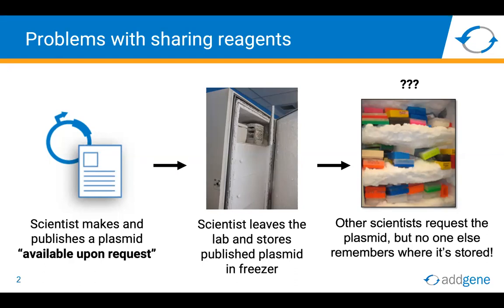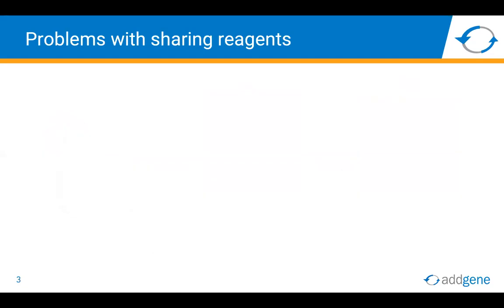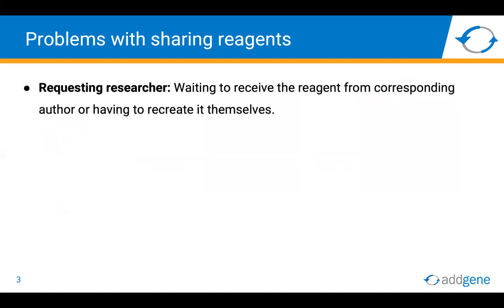Yikes. So this is just one such scenario involving a problem with the traditional way of sharing reagents that can ultimately waste researchers' time, money, and resources. On the receiving end, as a requesting researcher, many of you may have experienced waiting weeks or even months to receive a published plasmid from the corresponding author, or even having to give up and just recreating the materials yourself.